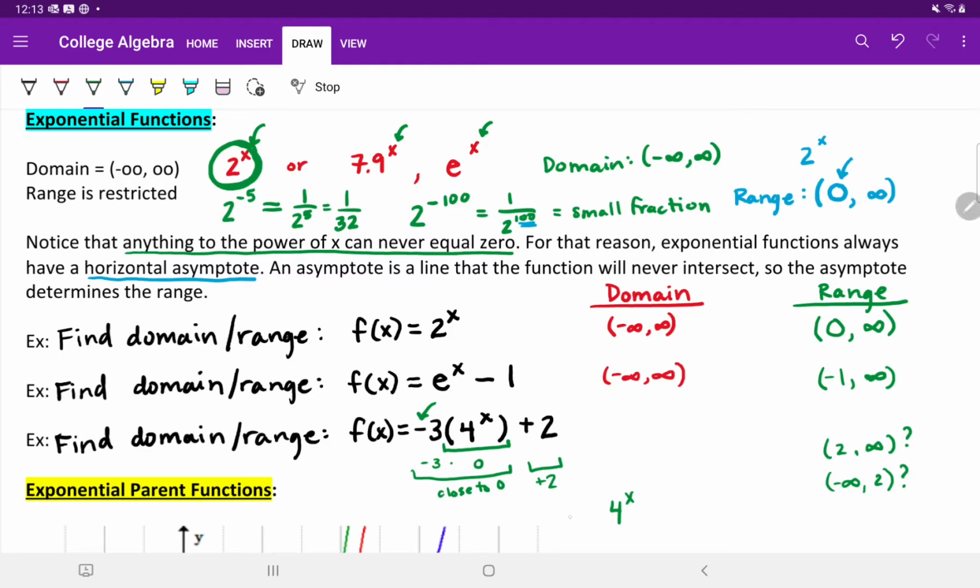But then if we were to stick a negative out front, it would flip it upside down. It would reflect it over the x-axis, which would put all of our values below the axis, meaning that they would all be negative. So just thinking about these conceptually, we would end up with all of the negative values going all the way up to positive 2. So our range here is actually negative infinity to positive 2.